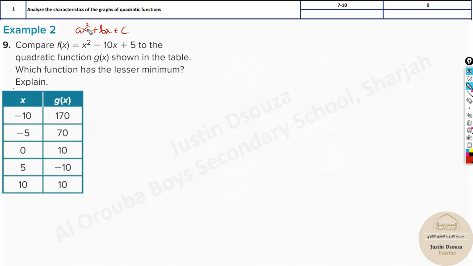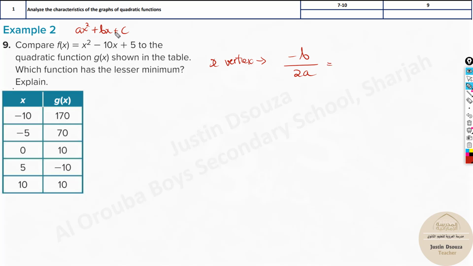Whatever is the coefficient of x squared is a, coefficient of x is b, that is minus 10 in this case. The a is 1, and the last part is all c, that's 5. Now this is the standard form. From here we can find the vertex formula. The x coordinate of the vertex is given as minus b by 2 times a.